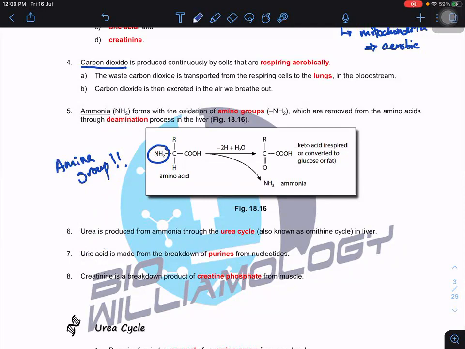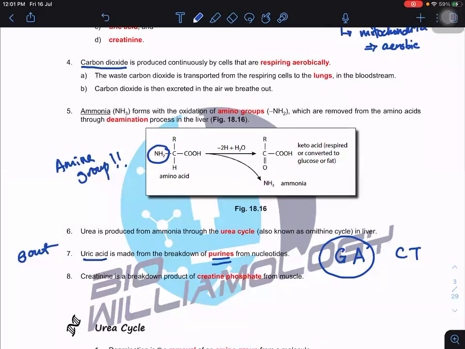What's purine? We have A, T, C, G, right? So the G and the A, guanine and adenine, are the purines. C and T are pyrimidines. So food that is high in purine will give us high uric acid. If the uric acid is too high, the accumulation of uric acid at our joints will form crystals and cause the disease called gout. Gout is very, very painful.